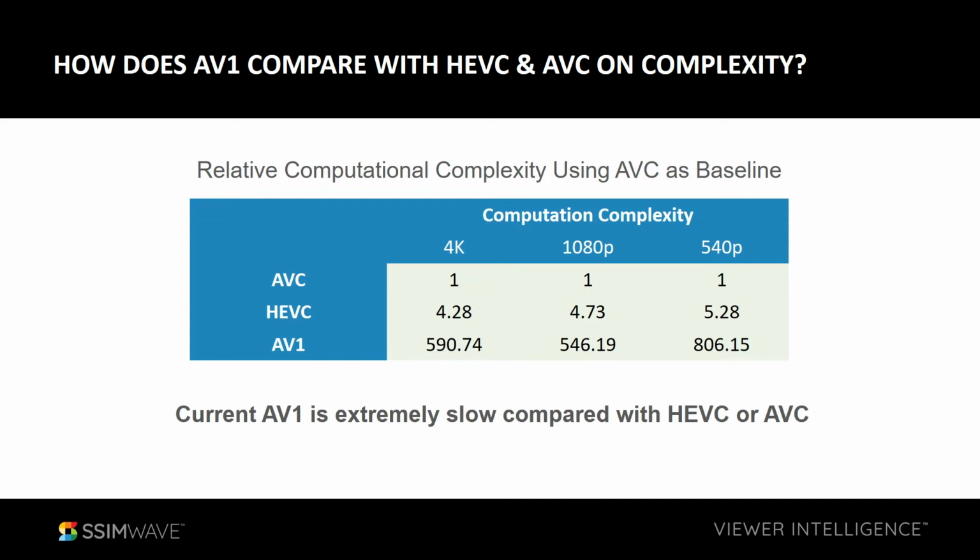The next comparison is about computational complexity. Of course, this is again based on the encoder settings that we're choosing here. We're using AVC as the baseline. We do the compression and measure how much time we need for AVC, and then use that as the unit to compare with. HEVC is about 4 or 5 times more complicated than AVC, but AV1 is hundreds of times more complicated. So if you do this kind of comparison, you will find that AV1 is probably 100 times or more complicated than HEVC.